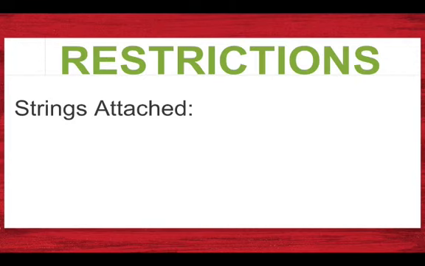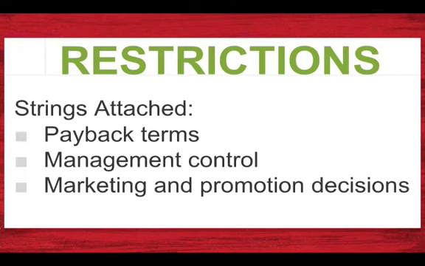Okay, what are some of the restrictions? When are the strings attached? There's always got to be strings, right? In almost all cases, money from third parties will only be extended with strings attached, such as a required payback period. And again, that applies even if you get a loan from a family member. Make sure you find out if they want that money back within a specific time period.